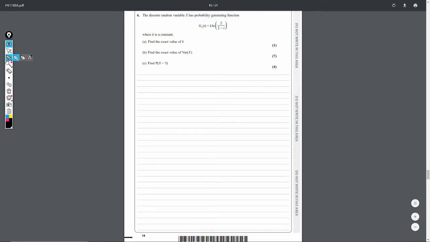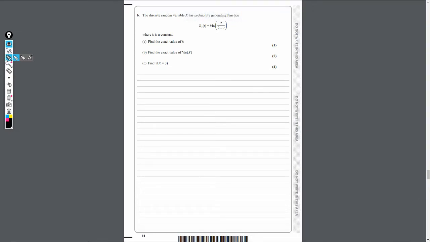Moving on to question 6 here now, we have a question on a probability generating function for a discrete random variable x. And the function we've got is k ln bracket 2 over 2 minus t. So pretty standard here, we just got to find the exact value of k for the first mark. Then part B asks us to find the exact value of the variance. And then part C just asks us to find a probability. So let's jump straight into this.